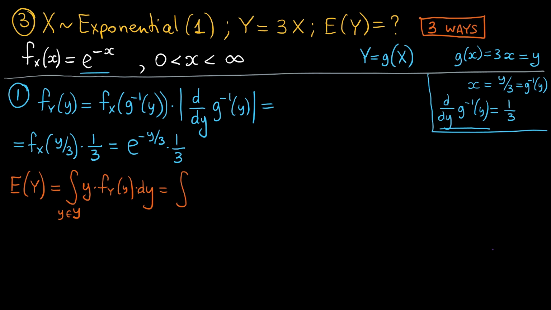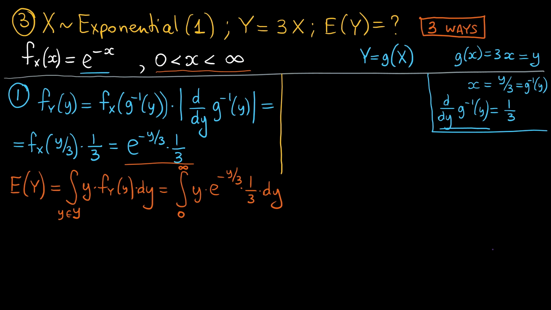Okay, so let's replace the PDF of y with its expression, which is e to the power of minus y over 3 times 1/3 dy. And now we need to figure out the support of y. As x goes from 0 to infinity, 3x, which is y, also goes from 0 to infinity, so the limits of integration are 0 to infinity. Okay, now this seems to call for integration by parts.